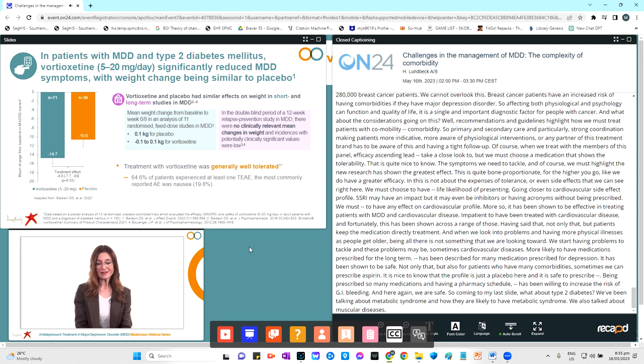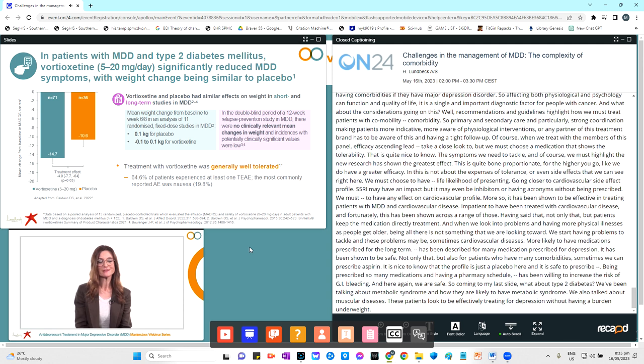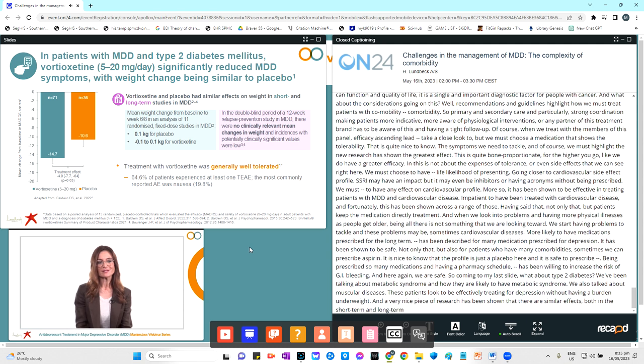And a very nice piece of research has shown that vortioxetine and placebo have similar effects, both in the short term and in the long term, when you treat patients with diabetes for MDD. So I would say that we are also on the safe side when we use vortioxetine to treat patients with diabetes. And more so, it's quite well tolerated.